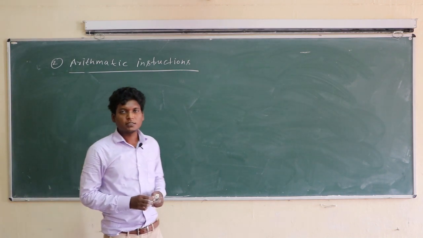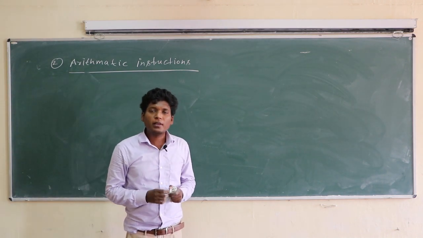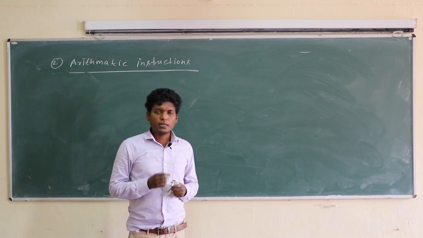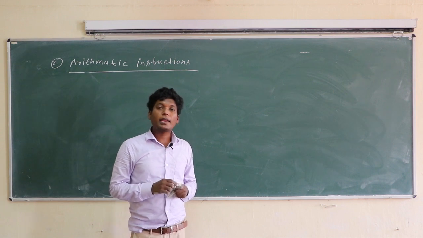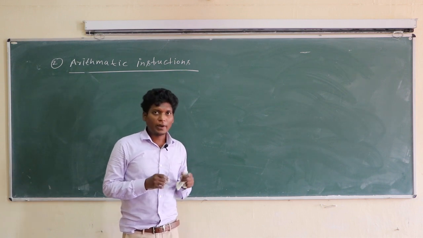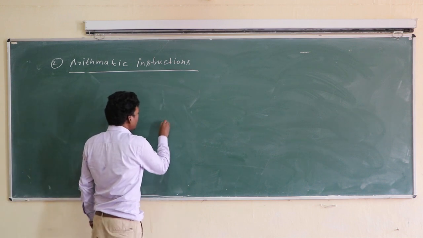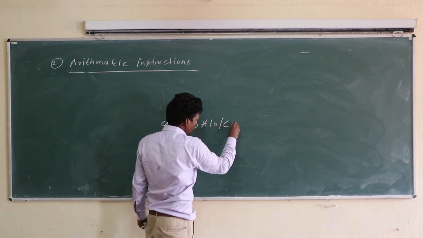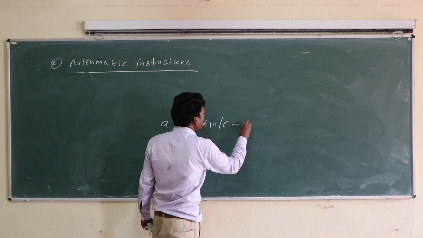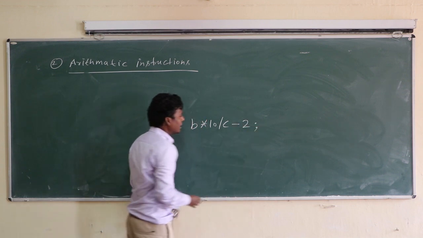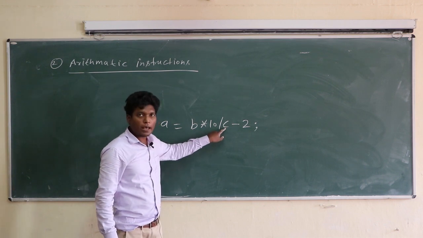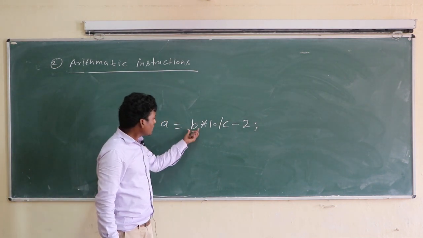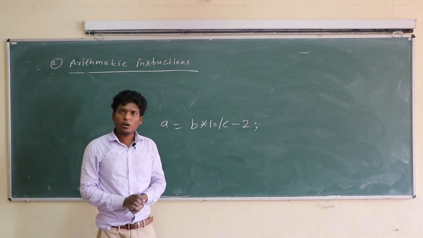In arithmetic operations, variables and constants are also called operands. In terms of arithmetic instructions in C, variables and constants are called operands. Suppose A equals B multiplied by 10 divided by C minus 2. In this, B and C are variables, 10 and 2 are constants. So these constants and variables are called operands.